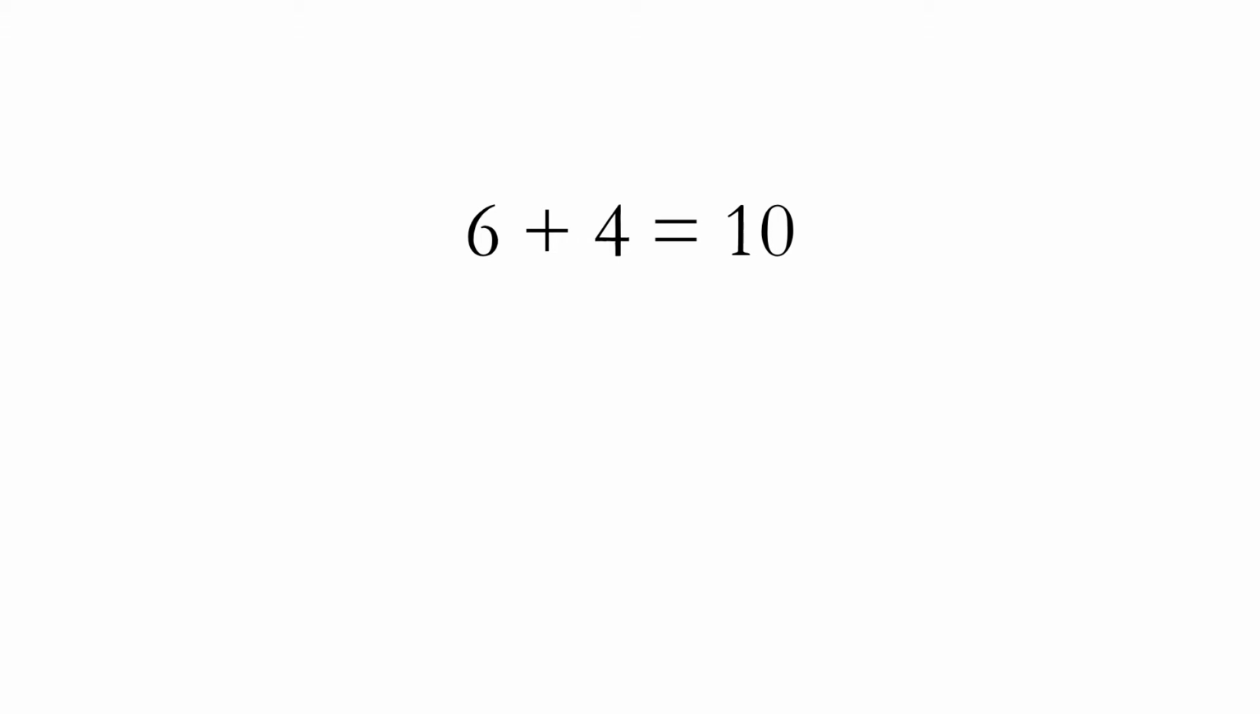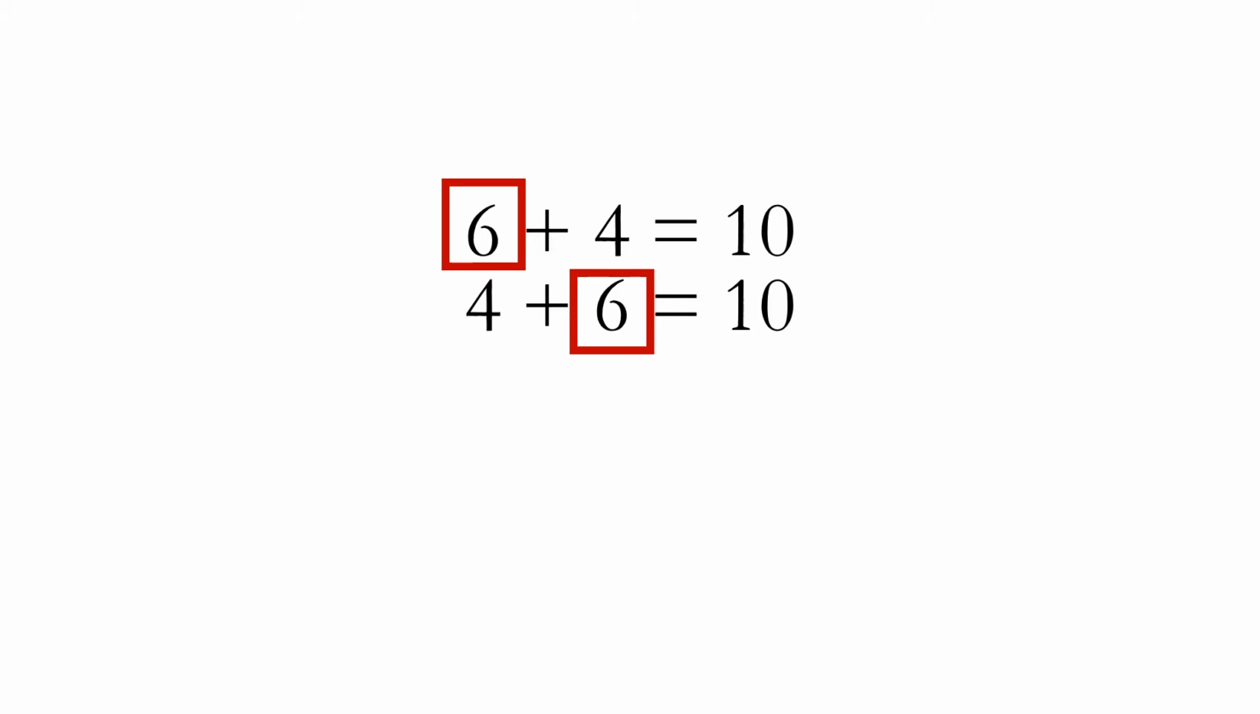So let's take this one here. 6 plus 4 equals 10, which I think we all know. We can use these same numbers to make more math sentences. So we have 6 plus 4 equals 10, but we can also do 4 plus 6 equals 10, because we can add in any order, right? And when we add in any order, we call that the commutative property. That's right.